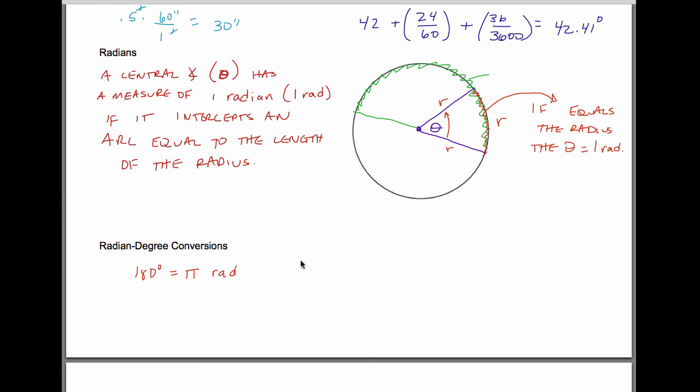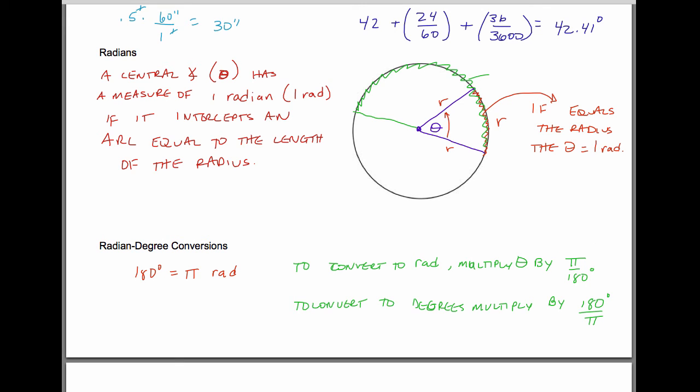And this is helpful because to convert, which we're going to have to do a lot, to convert to radians, multiply theta by pi over 180. This is a conversion factor because 180 equals pi. And to convert to degrees, multiply by 180 over pi, because this is degrees over pi radians. The key is put what you want on top. So if I want degrees, I put 180 on top. If I want radians, I put pi on top.